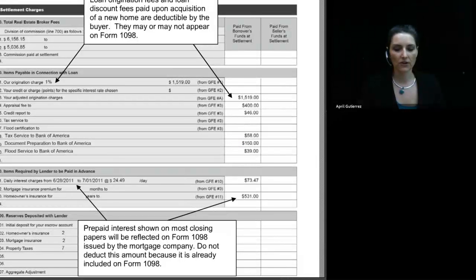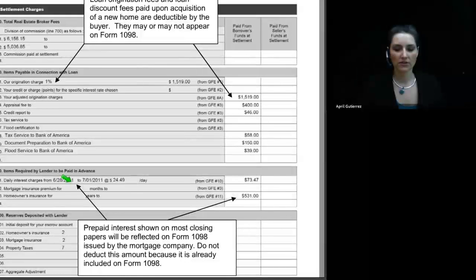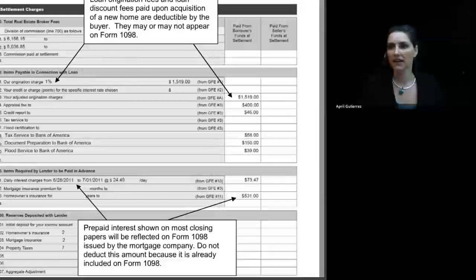Down here on line 901, it shows daily interest rates charged from the date of close till a few days later at a rate of $24 a day. That's also not points. That is an amount that should show up on the 1098 when it's issued, so I wouldn't be grabbing items that are required to be paid in advance down here and treating them as points, because that's not what they are. And it is the lender's responsibility to track interest paid for the year and report that on a 1098. So if the lender has done their job correctly, that should be on the 1098.